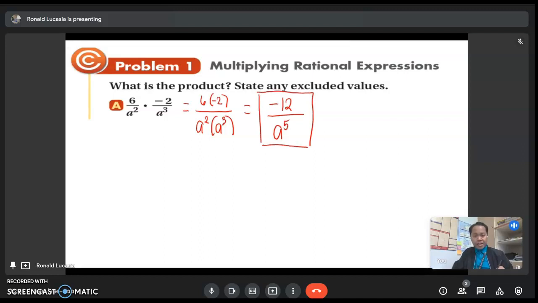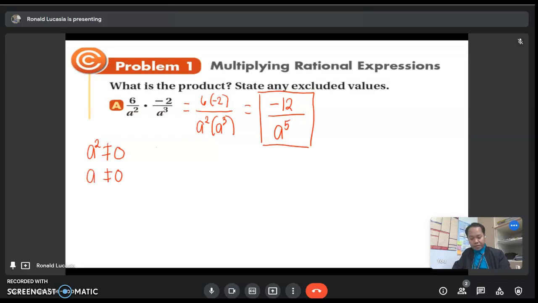Now state any excluded values. The denominator of the first fraction is a squared. This must not be equal to 0. So therefore, a must not be equal to 0. The denominator of the second fraction is a cubed. A cubed must not be equal to 0. Therefore, a must not be equal to 0 as well.